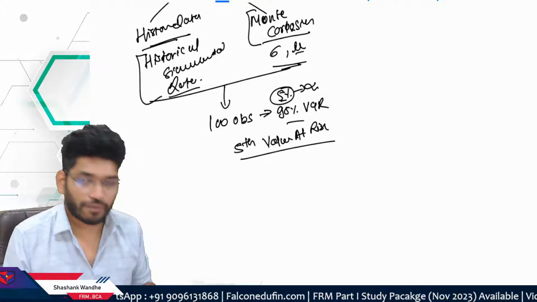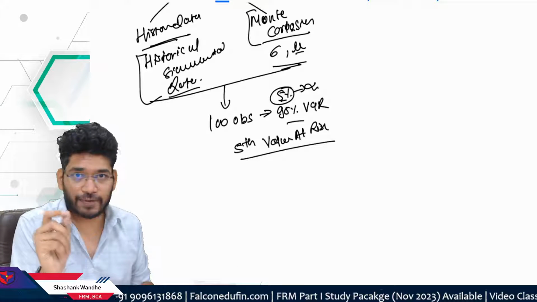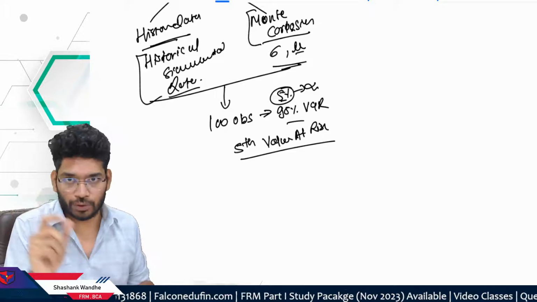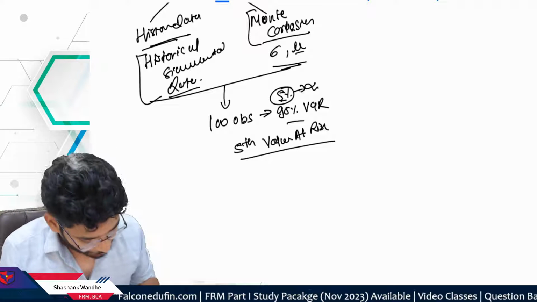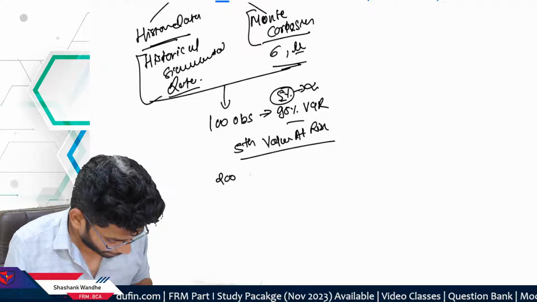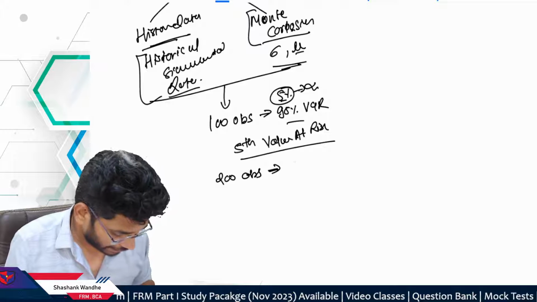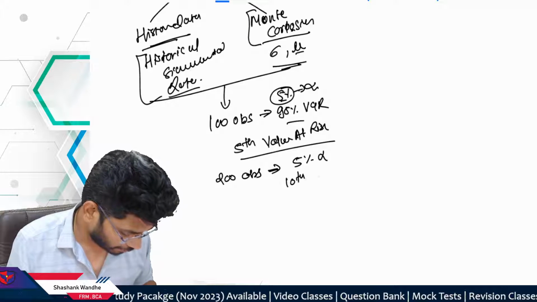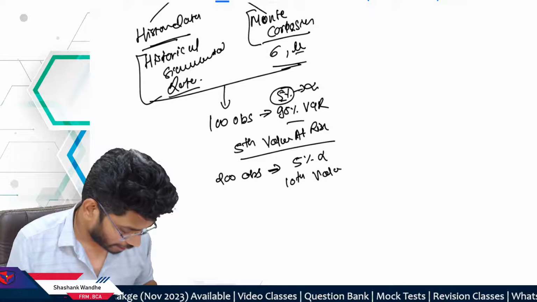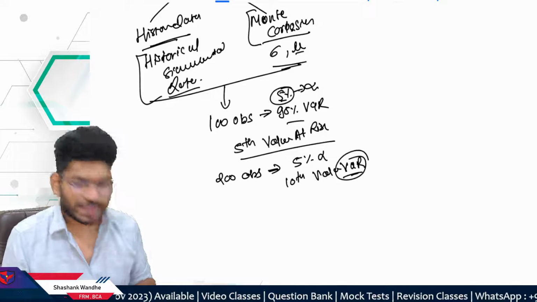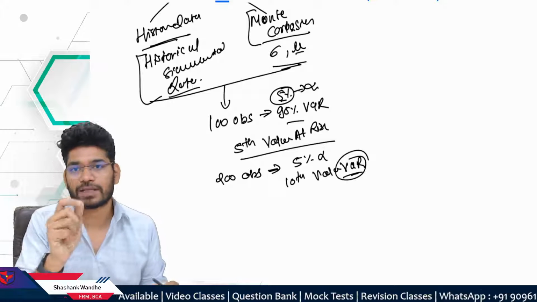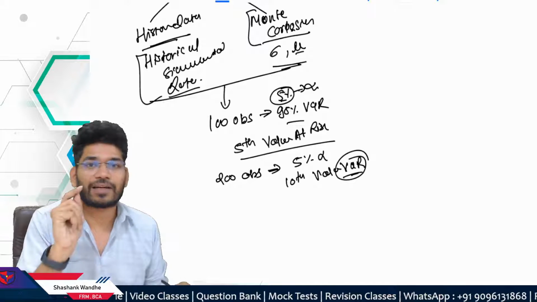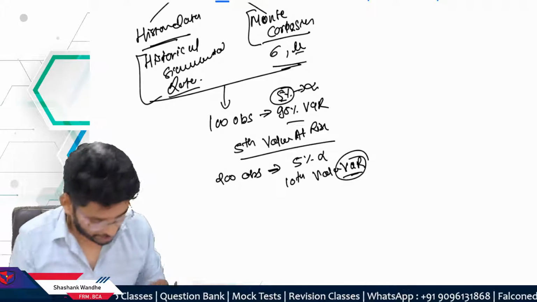Take the 5% of 100. So 5% of 100 is 5, right? So you have to take the 5th value, the lowest 5th value. If we have say 200 observations, then at 5% significance we will take the 10th value as our value at risk. Fine. This is very simple. So the number of observations multiplied by the significance level, whatever is the value, that is your value at risk.